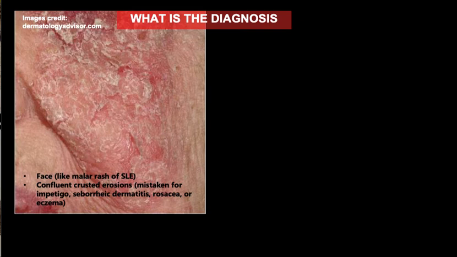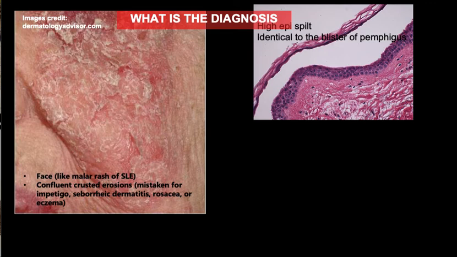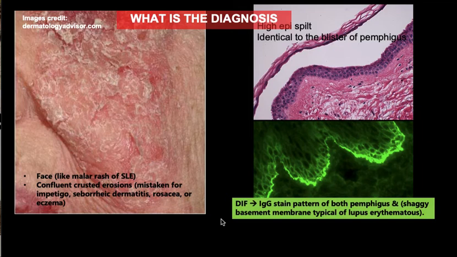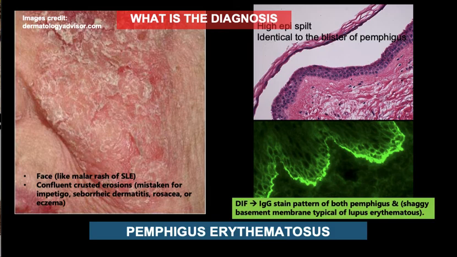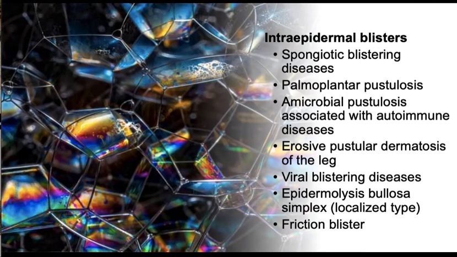If you look at a biopsy, you will see the same features you see in pemphigus foliaceus. And on DIF preparation of IgG, you will see both the features that you see in pemphigus and the shaggy basement membrane that is typical for lupus erythematosus. So pemphigus erythematosus. So we finished the first group, and then we move on to the intraepidermal blisters.